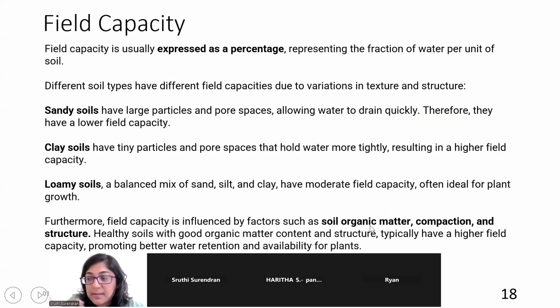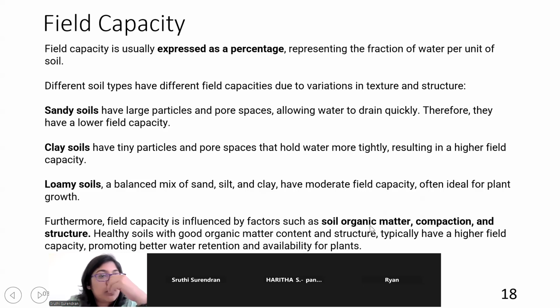Now, this field capacity and wilting point that I'm talking about, what is it actually? So, field capacity is nothing but the soil volumetric water content or soil moisture content expressed in percentage of total available water. So it is a fraction quantity, or it is a percentage, expressed in terms of the fraction of water per unit of the soil available.